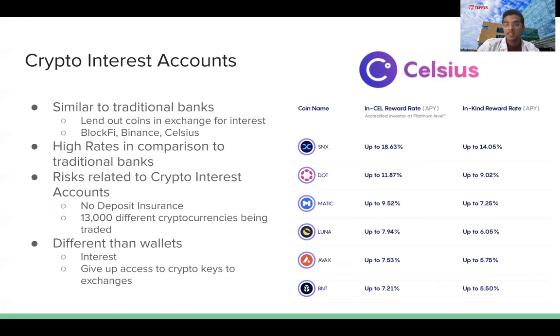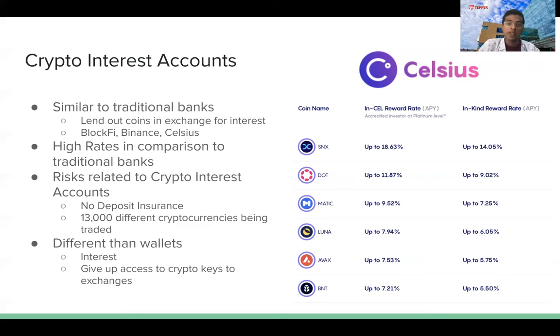Something to note is that there's a key difference between interest accounts and crypto wallets. The big difference is interest. And an interesting thing to note is that not all of these crypto banking institutions provide interest the same way. Some do not compound interest, and that means that one has to essentially spend or trade the interest to realize the gains.